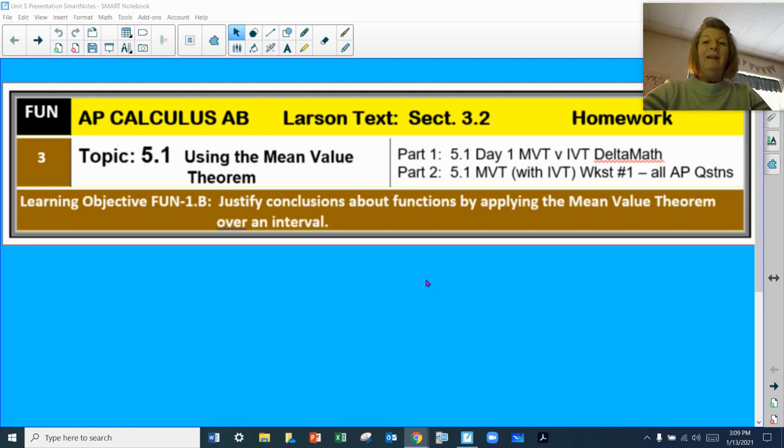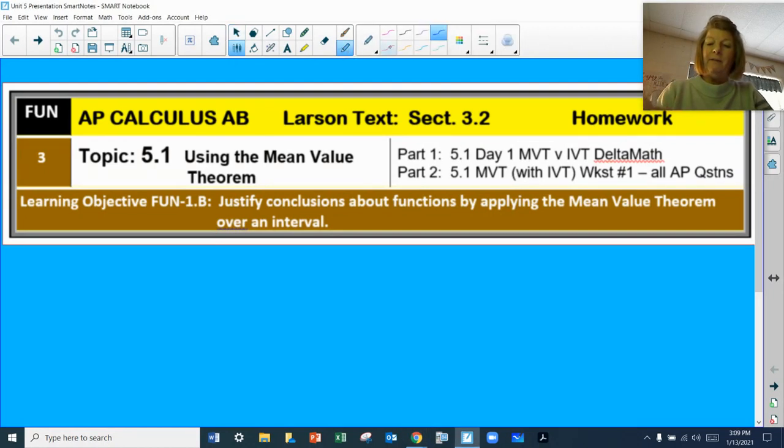Hi there. Let's work on Unit 5. We're beginning Unit 5 today. It will start with Lesson 5.1. As you can see by the screen in front of me, we are going to be working with the mean value theorem today. So this is a biggie.